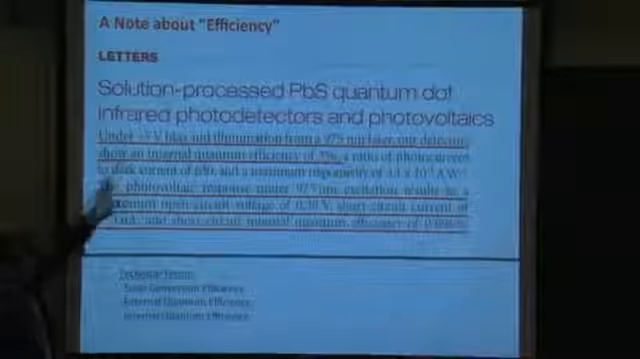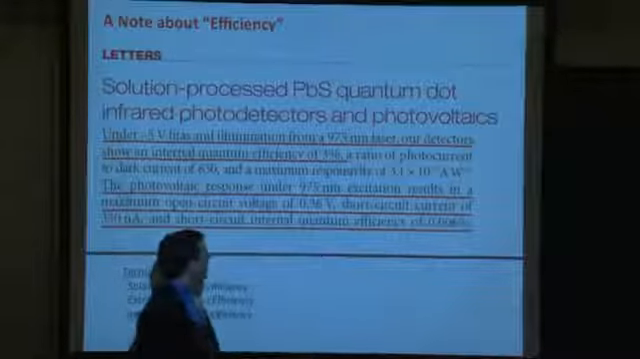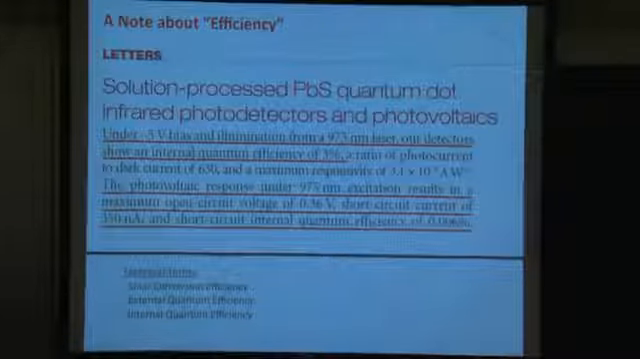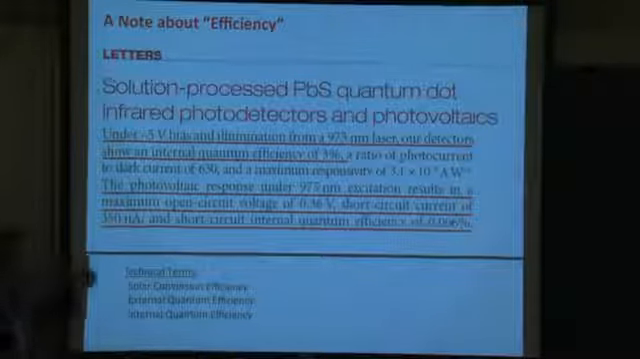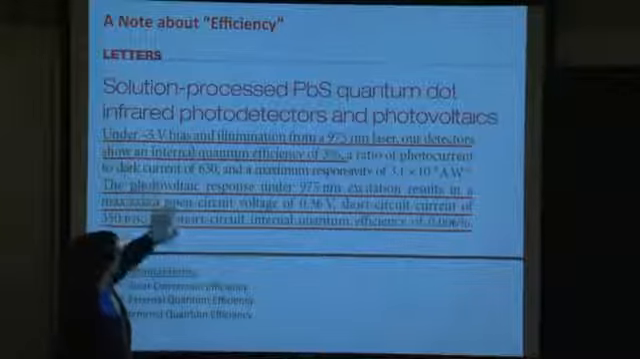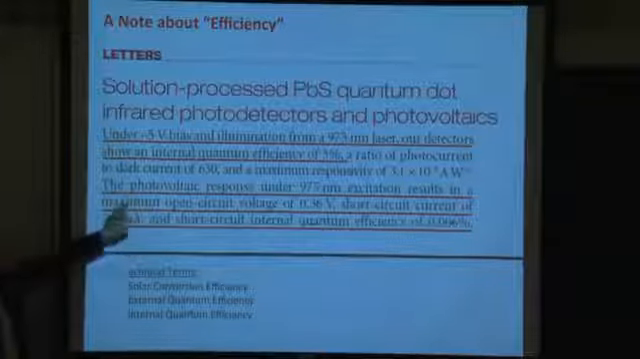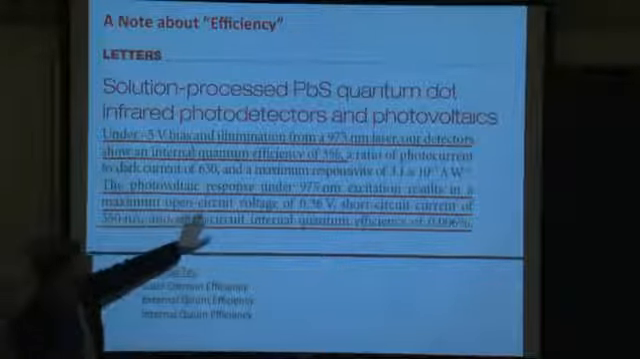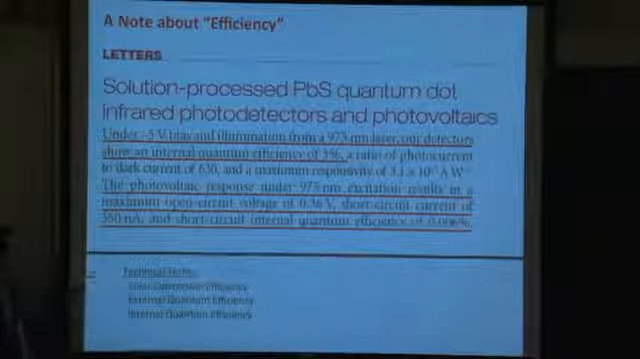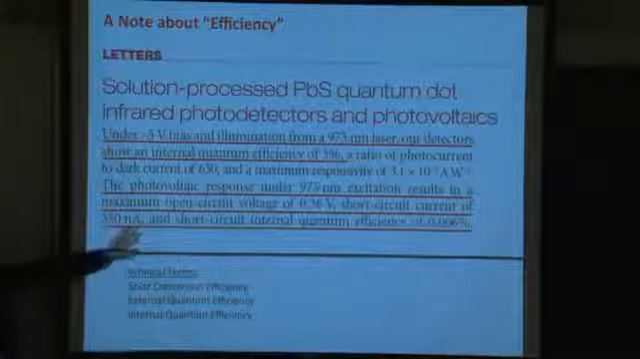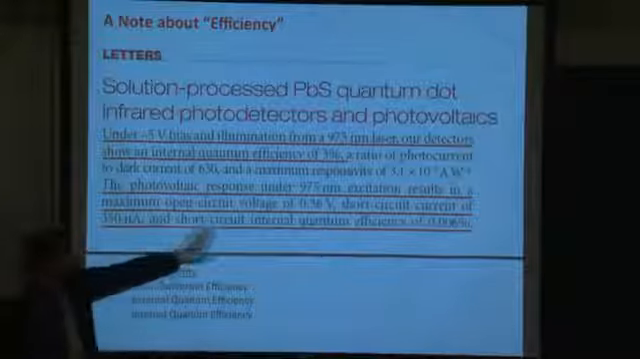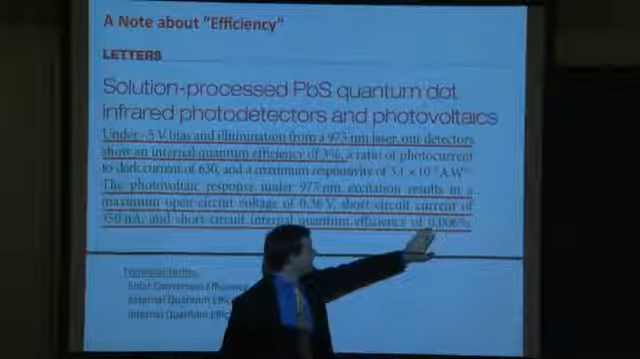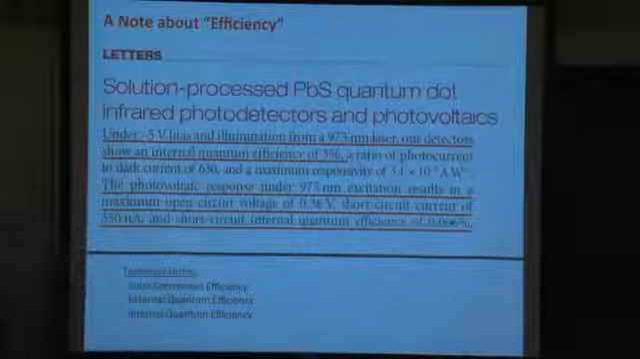That started using a bunch of terms, right? So under 5 volts bias, an illumination from a 975 nanometer laser, so nothing like a polychromatic solar spectrum. This is a monochromatic light source. Our detectors show an internal quantum efficiency of 3%. The photovoltaic response under this monochromatic light results in a maximum open circuit voltage of so-and-so, a short circuit current of 350 nanoamps, very, very tiny, and a short circuit current internal quantum efficiency of 0.006%.